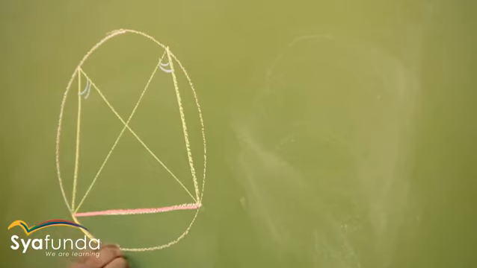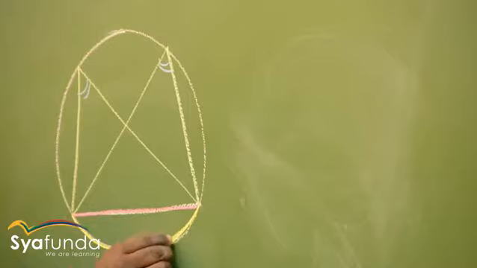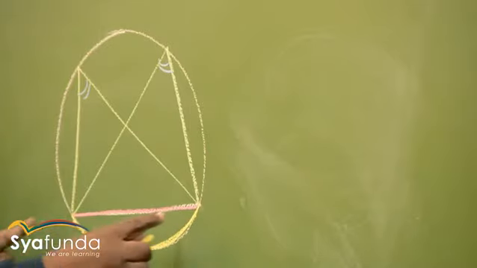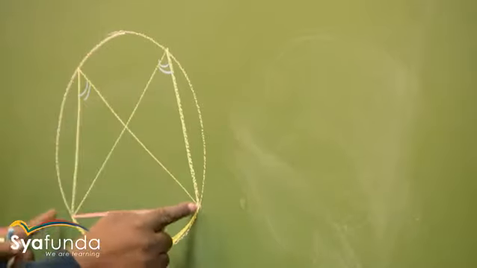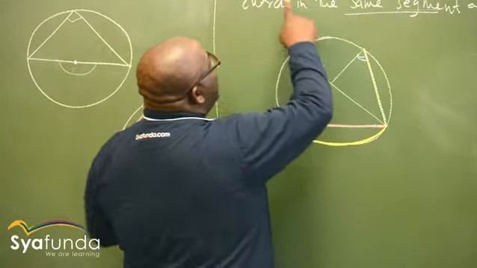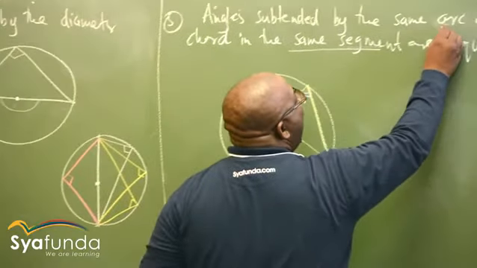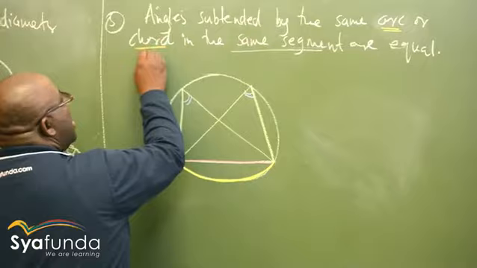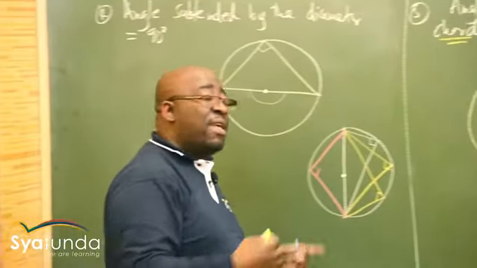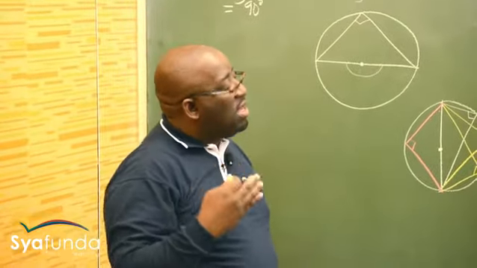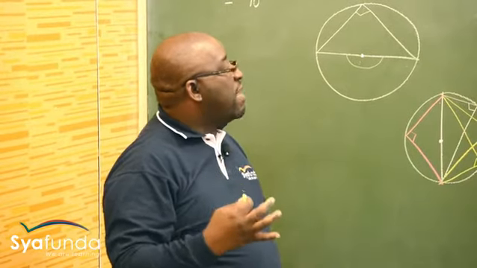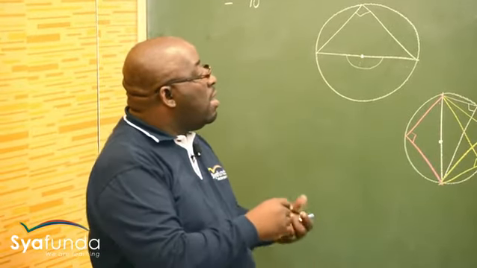Remember, it may not only be the chord, it can also be the arc. Look at this arc. This arc subtends that angle, the same arc subtends this angle. Hence, we say angles subtended by the same arc or chord. It can either be subtended by the arc or chord, but the key is that both of them must be at the same segment.